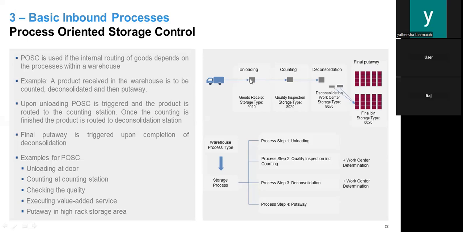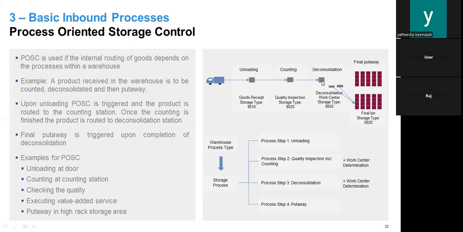Once unloading is done, it will create the warehouse task automatically. As soon as the warehouse operator creates the unloading task, it will also create the task for the deconsolidation. Once unloading is confirmed, the warehouse task moves the HU from the unloading area to the deconsolidation station, which is nothing but a work center.